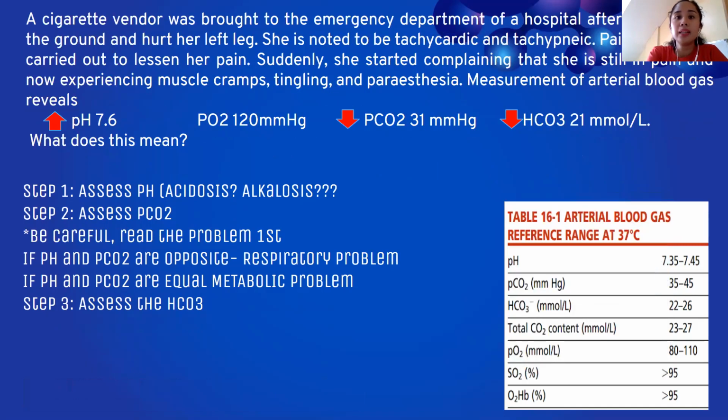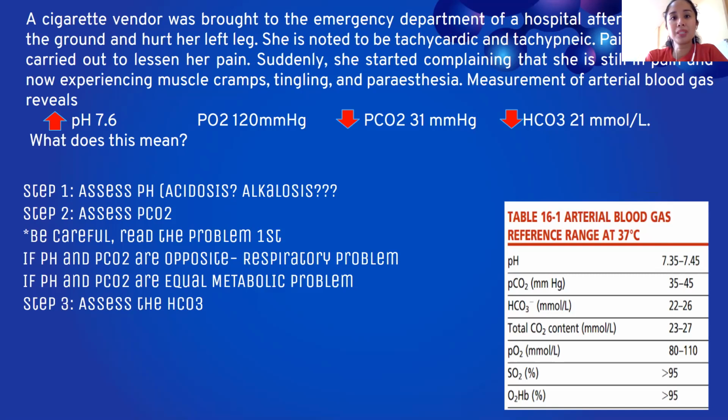Yan. And I think this is my last problem. A cigarette vendor was brought to the ER of a hospital after she fell to the ground and hurt her leg. She is noted to be tachycardic and tachypneic. Painkillers were carried out to lessen her pain. Suddenly, she started complaining that she is still in pain and now experiencing muscle cramps, tingling, and paresthesia. Measurement of ABGs reveal.